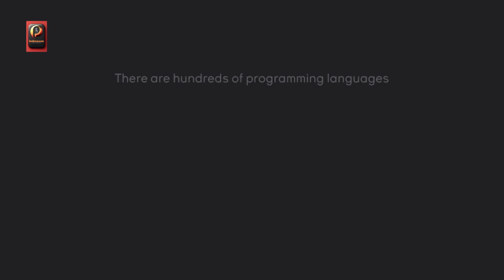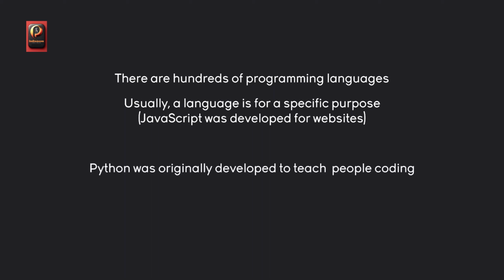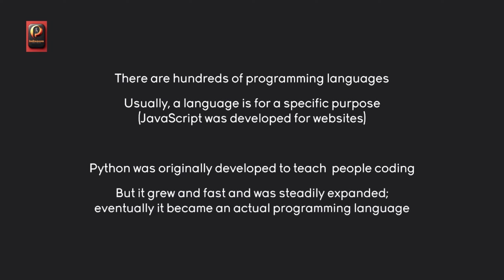For that, you have to be aware that there are hundreds of programming languages and usually, a language is made for a specific purpose. For example, JavaScript was initially developed to make websites interactive and super shiny, although ever since then, it basically expanded to do pretty much everything. Python, on the other hand, was originally developed to teach people coding. Back then, it wasn't even meant to be an actual programming language, but over time, it grew very fast and was steadily expanded, eventually becoming a real programming language that was surprisingly popular. Today, Python is arguably the most popular programming language.